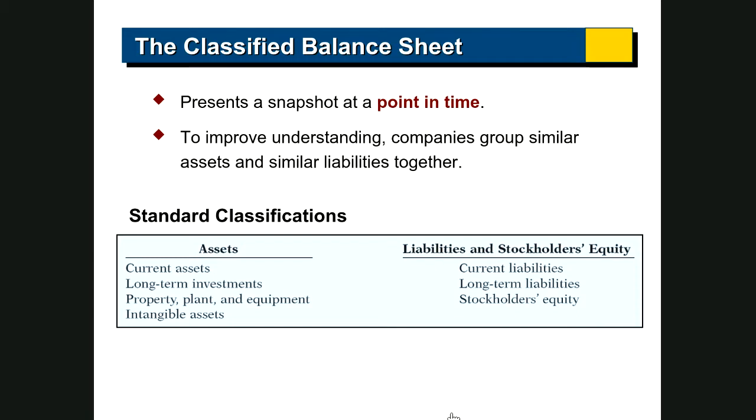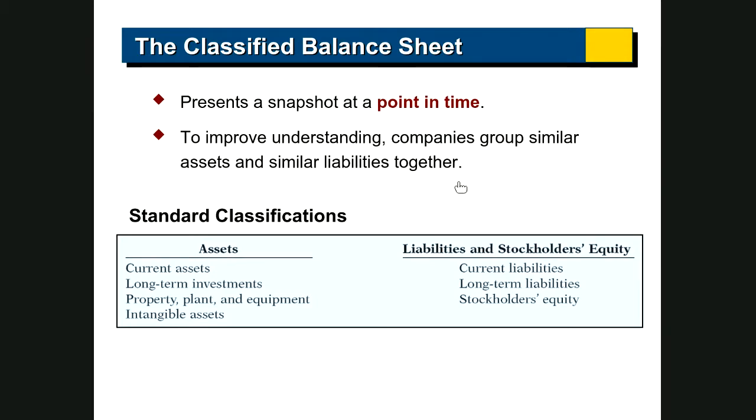So our next set of items that we're going to discuss would be a classified balance sheet. Now, what do we mean when we say a classified balance sheet? As we discussed in our last session, the balance sheet represents the value of assets and liabilities and stockholders' equity at a particular point in time.